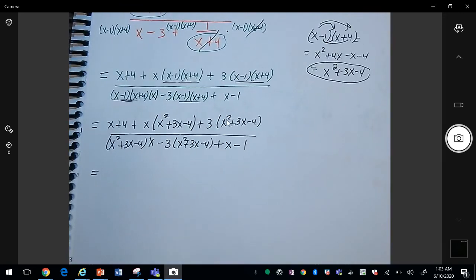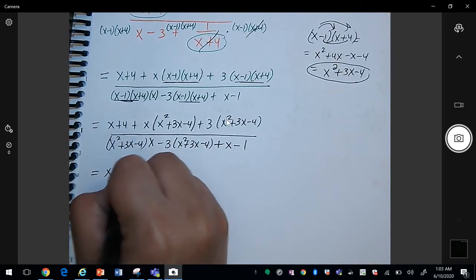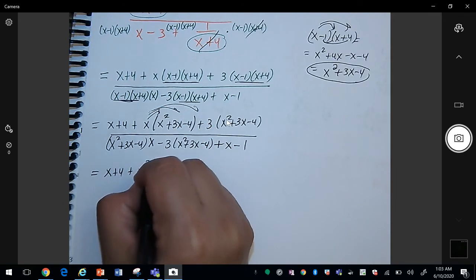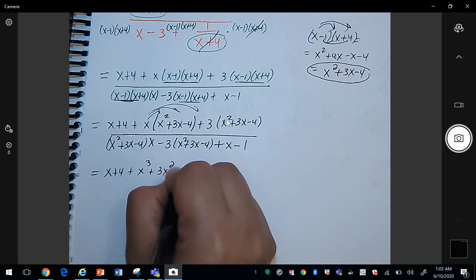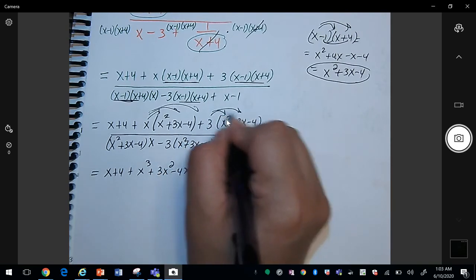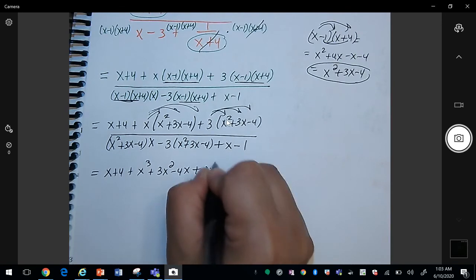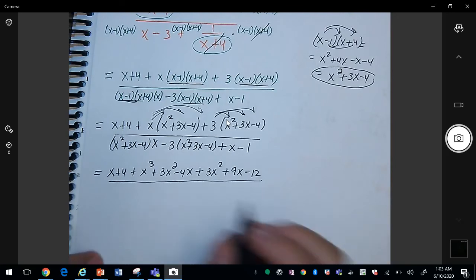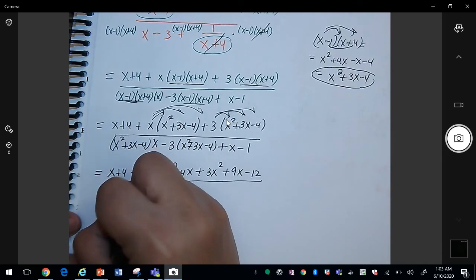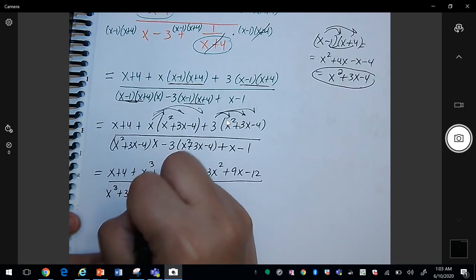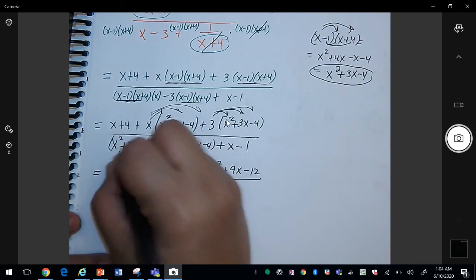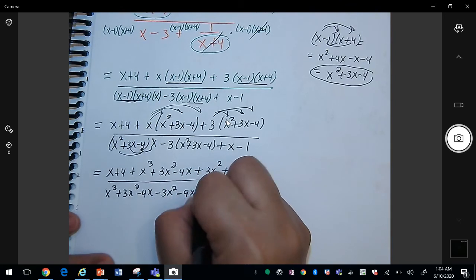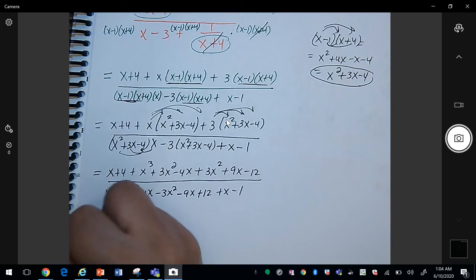Continue to simplify. So we get x plus 4 plus, distribute the x. So we get x cubed plus 3x squared minus 4x, distribute the 3, plus 3x squared plus 9x minus 12 divided by x cubed plus 3x squared minus 4x. I distribute the x minus 3x squared minus 9x plus 12 plus x minus 1.